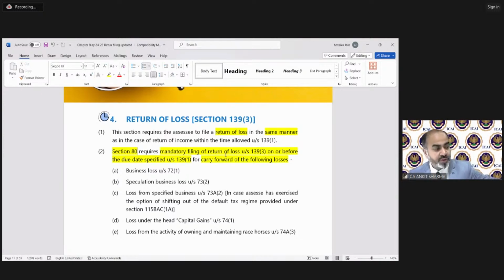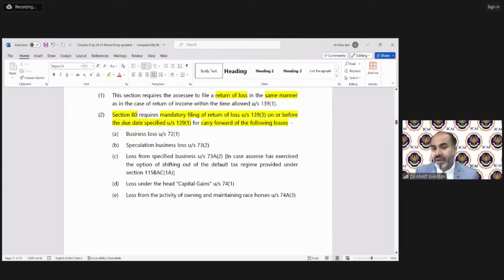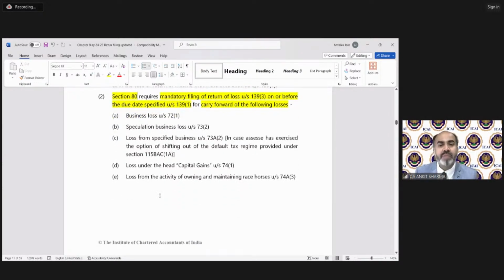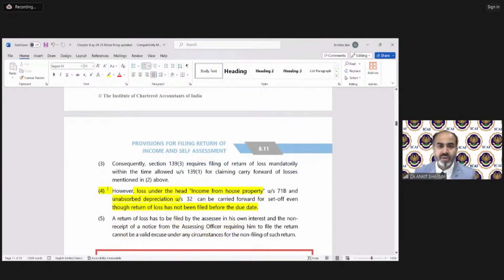So what kind of loss can you not carry forward? Business loss, speculation loss, losses from a specified business, losses under the head capital gain, and losses from the activity of owning and maintaining race horses. These losses cannot be carried forward if you do not file your return up to the due date. So what loss remains? That is house property loss or unabsorbed depreciation. That can be carried forward even if you file your return after the due date. But you have to file your return.